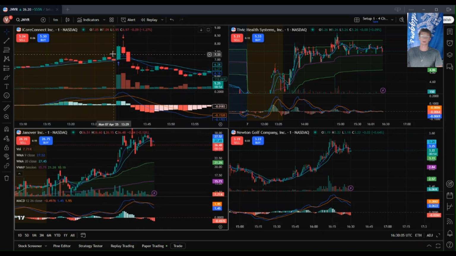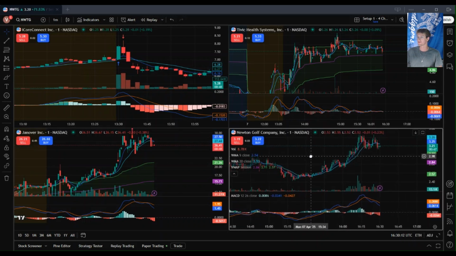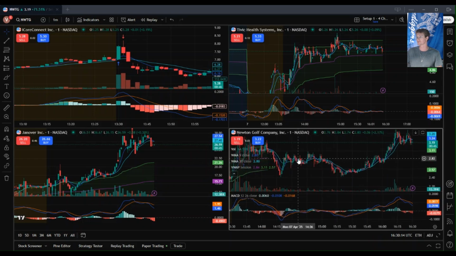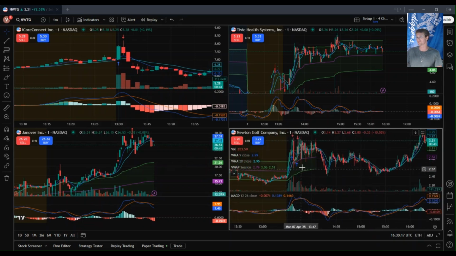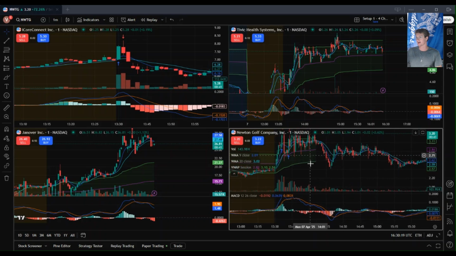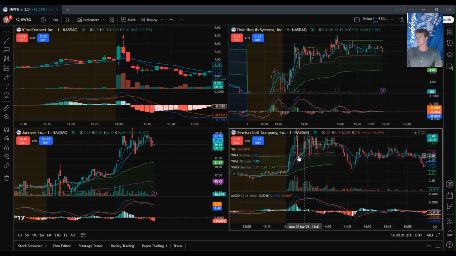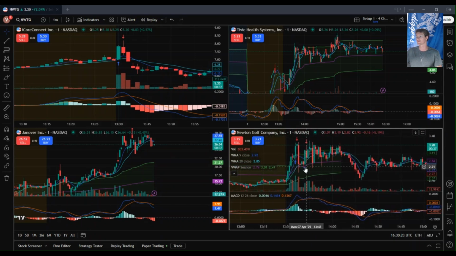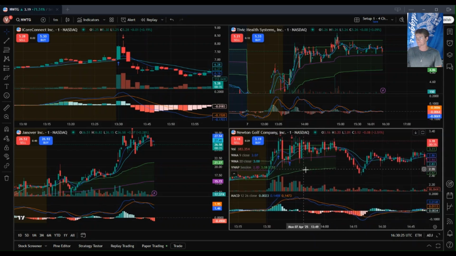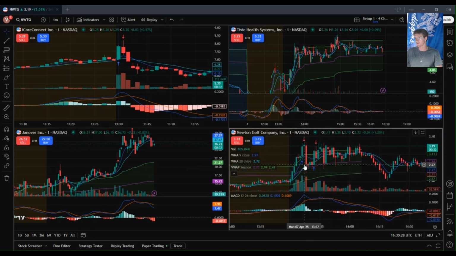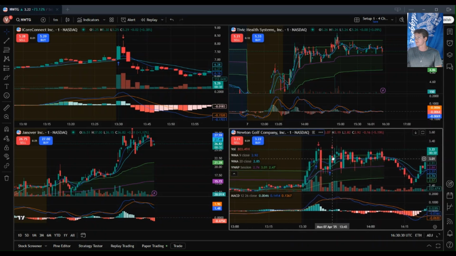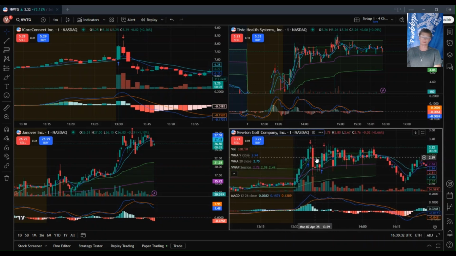Okay, well, moving on to my second trade, I did NWTG, which is a golf company. Not that important, but I would say that this was not a great trade, even though it was still in the green here. It wasn't a good trade. So these were actually both of my trades, or the rest of them, you could say.